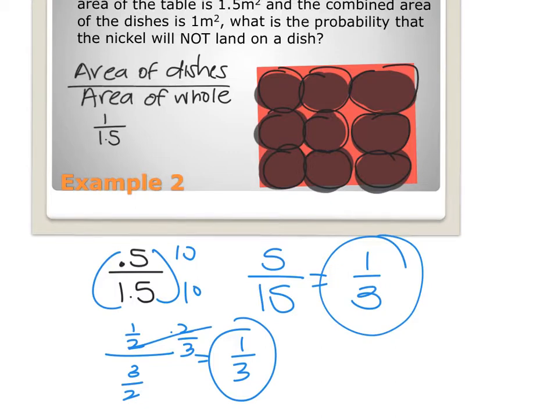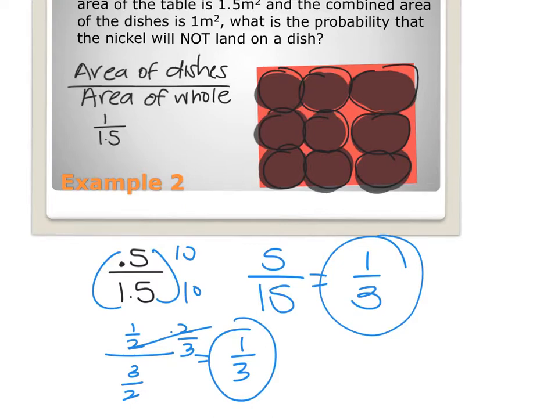Why did you get 0.5? Because it's the area in which the plate is not, right? So the whole area is 1.5. The area of the dishes is 1. If I take that 1 meter squared and subtract it from the 1.5, I have all that red area in the background. That's what it's asking.